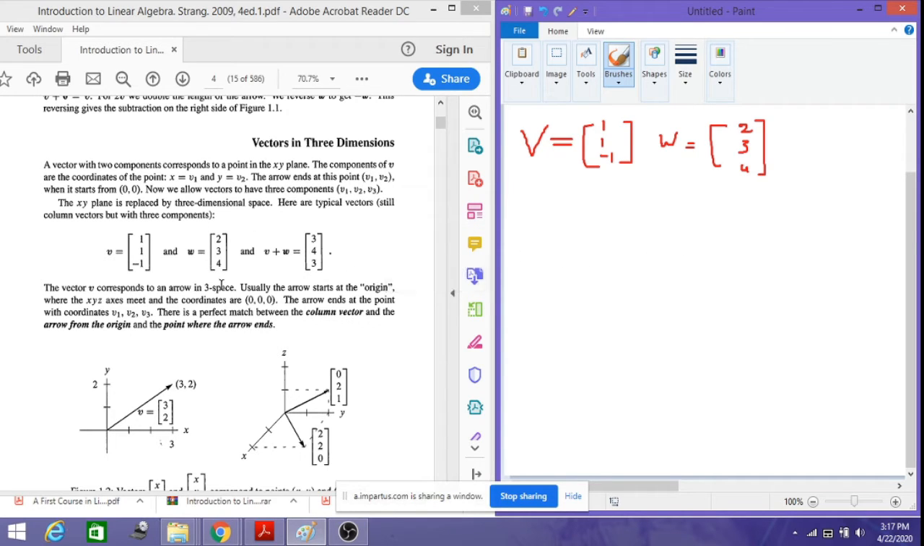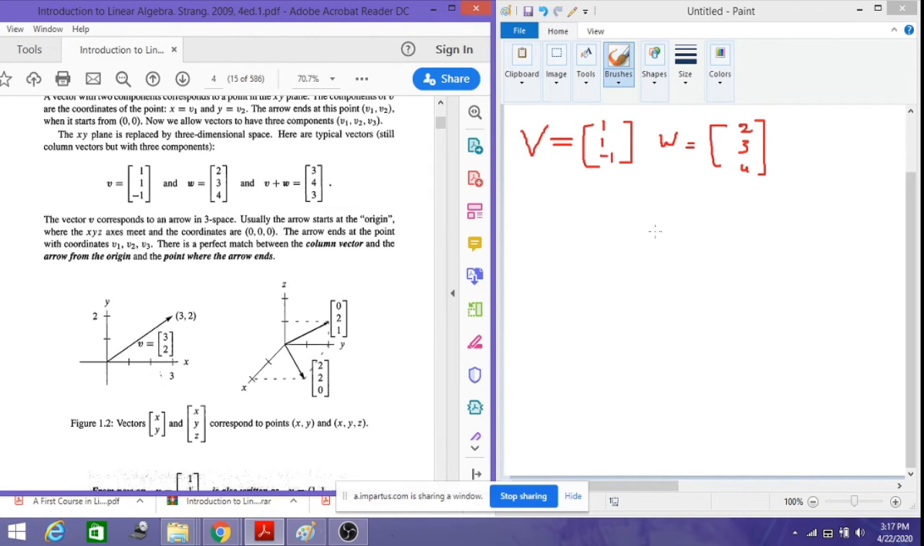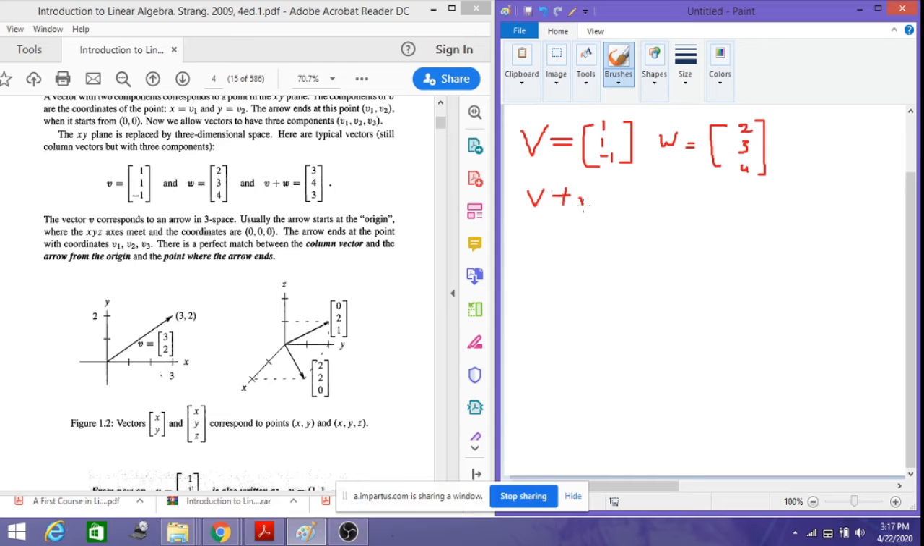Now let us see how it looks in the xy plane. Let us add these 2 vectors, that is v plus w. What do we get here? We will get 3, we will get 4, and we will get 3. So how do we see this in an xy plane, as well as in xyz? Let us put this in the 2 planes as well. First let us see the xy plane, and then we'll put this in the three-dimensional case.